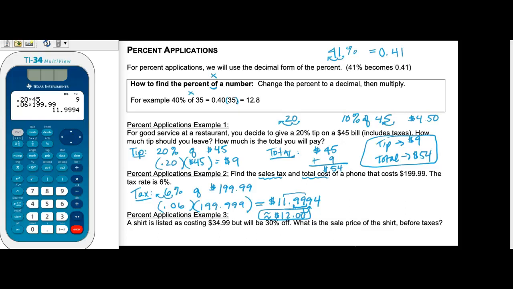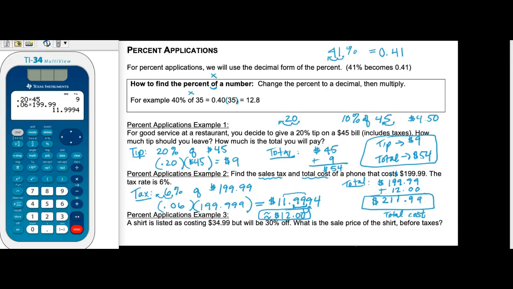And then now that I found the tax, now I just have to find the total. So for the total, I'm going to take the cost of my phone, which is $199.99, and I'm going to add $12 to that. So I'm just going to add, and I get $211.99. So $211.99 is going to be the total cost of the phone after tax.